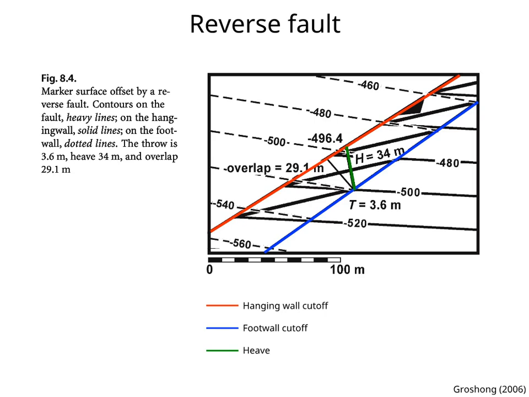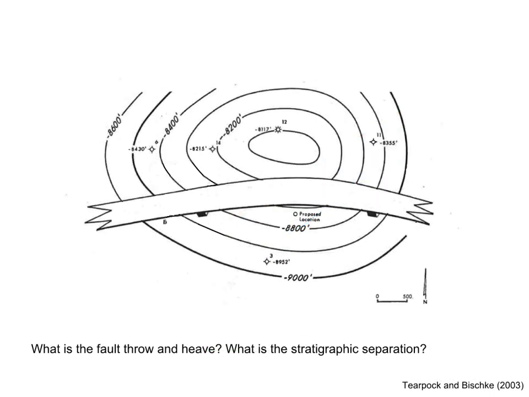The fault dips southeast. The horizontal distance of the green line, which is traced perpendicular to the structure contours of the fault, is the fault heave, in this case 34 meters. The fault throw is the difference in elevation between the end points of the green line, in this case 3.6 meters. What is the fault throw and heave on this map? What is the stratigraphic separation?